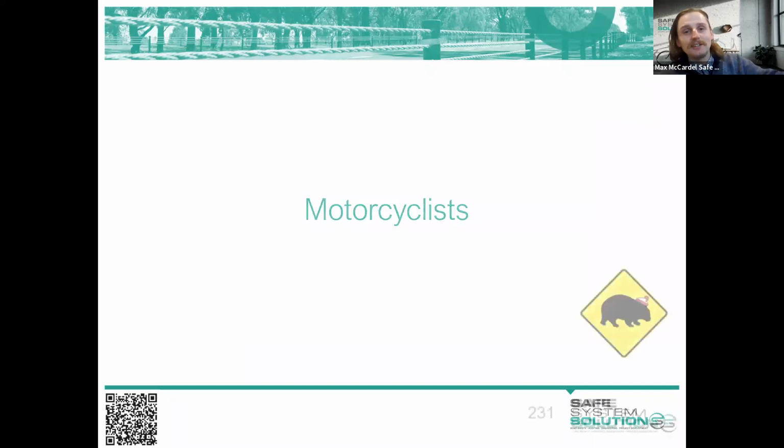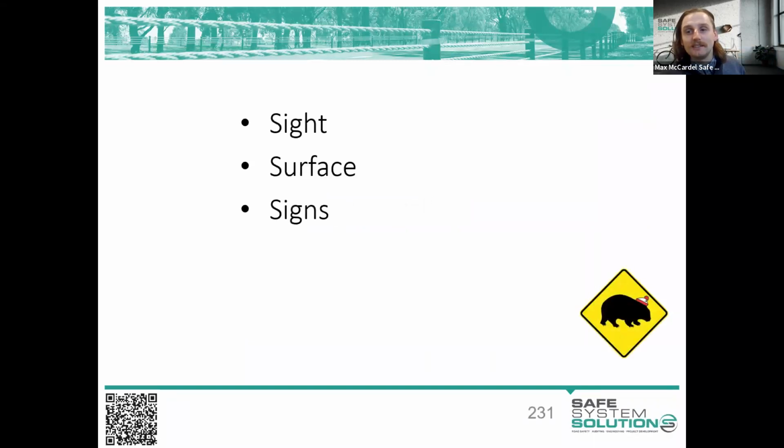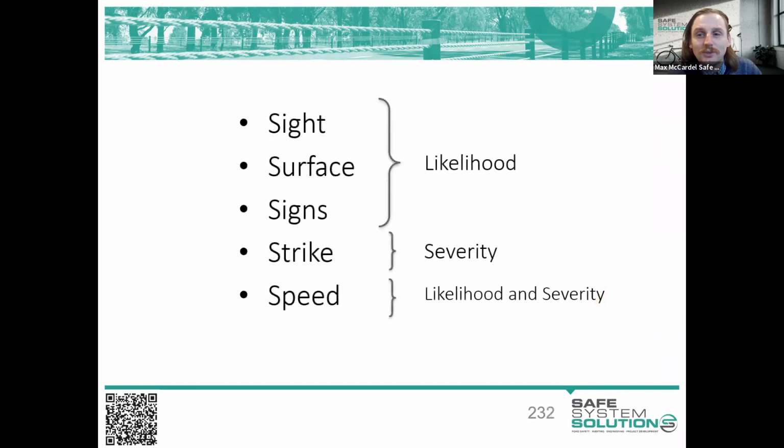Move on to motorcyclists now, and Ken likes to talk about the 5 S's with our motorcyclist community, which is sight, surface, signs, strike, and speed. We'll go through each of these with an example in the coming slides. Just wanted to reiterate the first 3. Sight, surface, and signs are all to do with likelihood. Strike is to do with severity, and speed is likelihood and severity. I will get into exactly what each of these means now, but just wanted to foreshadow that's how we break that up into our safe system metrics.